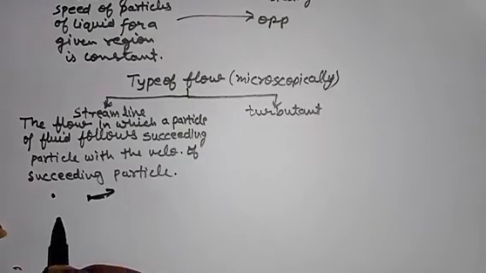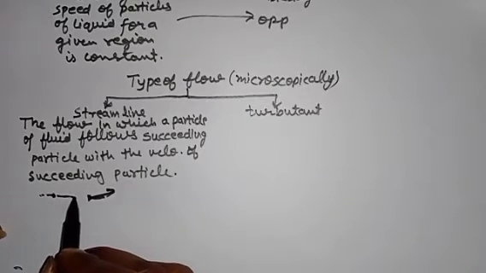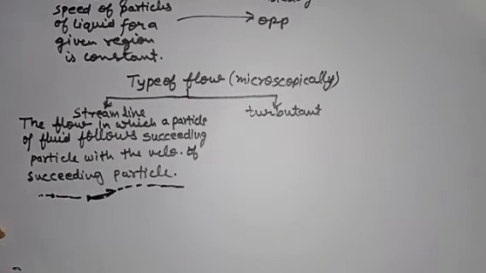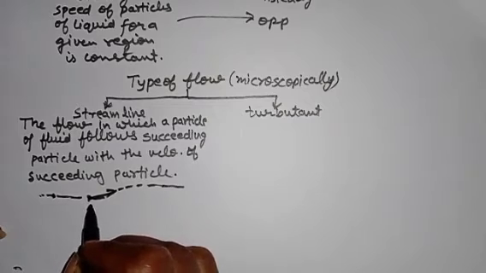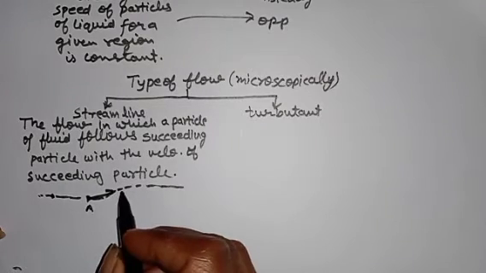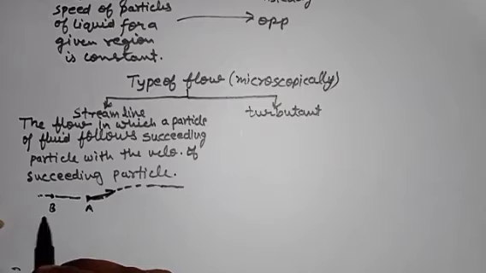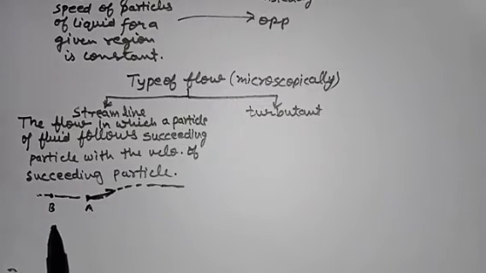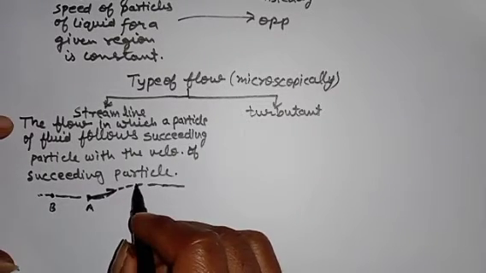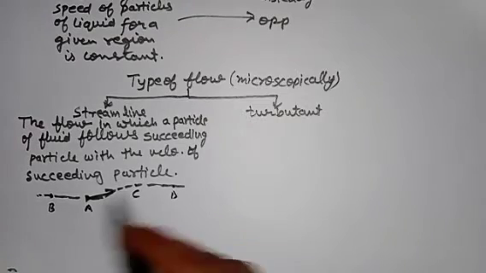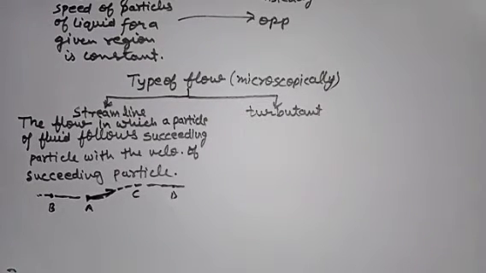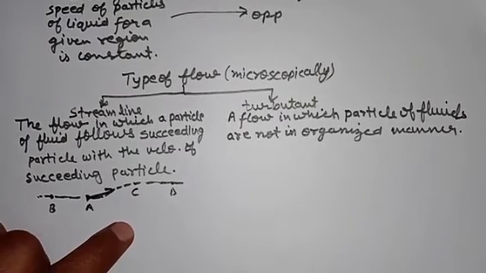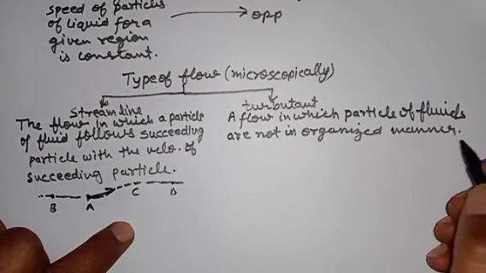So if this is the path, and this particle A is moving this way, then this particle B will also follow the same path. It will come at A, it will go to C to D, so it will follow the same path. So this is called streamline flow. Turbulent flow, we can say a flow which is not a streamline. So we can say flow in which particles of fluid are not in an organized manner.